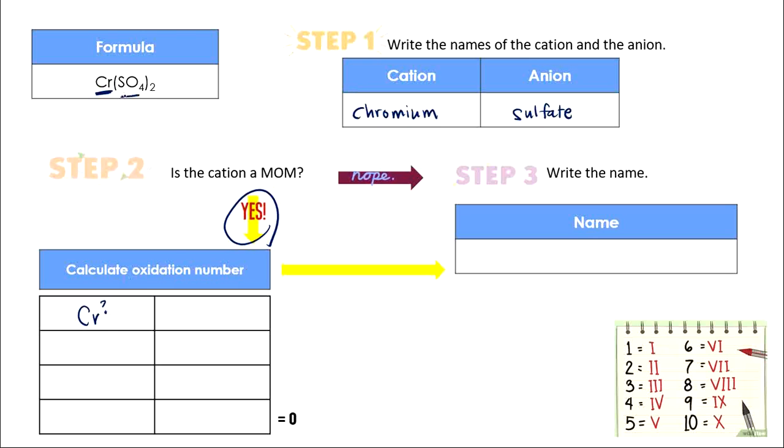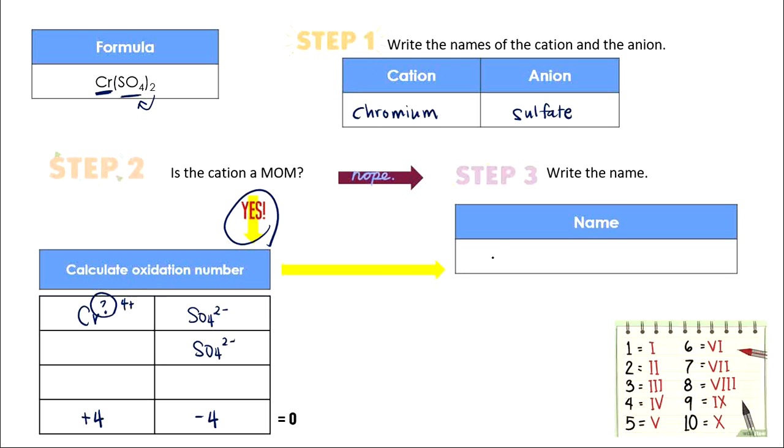And then how many sulfates do we have from the formula? We have 2, so we write sulfate twice. And the charge for sulfate is 2-. So the total charge of our anions is -4. That means the cations have to be +4. And there's only 1 cation, there's only 1 chromium.